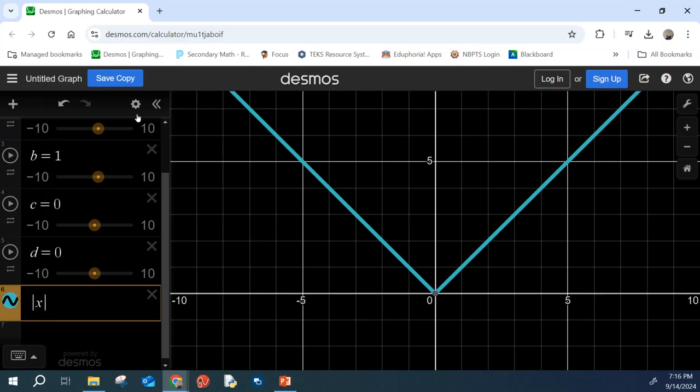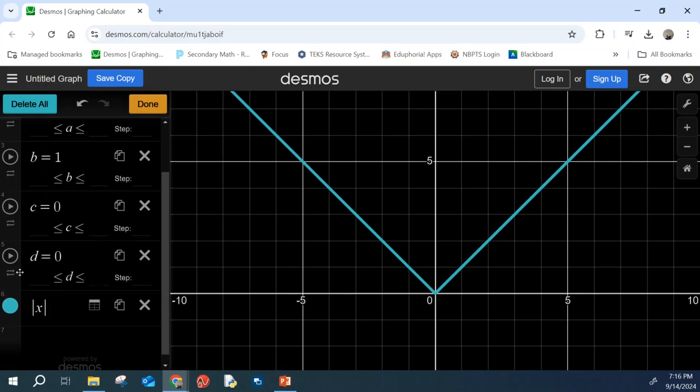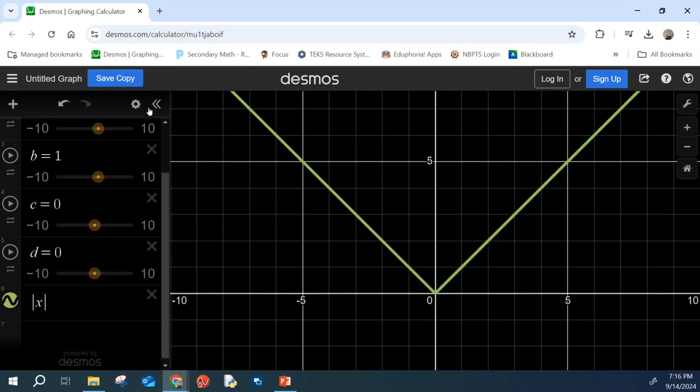Oh yeah, no, that's fine. Just do it in the exact same color, Desmos. That's brilliant. Let's do it not in the same color, you genius.